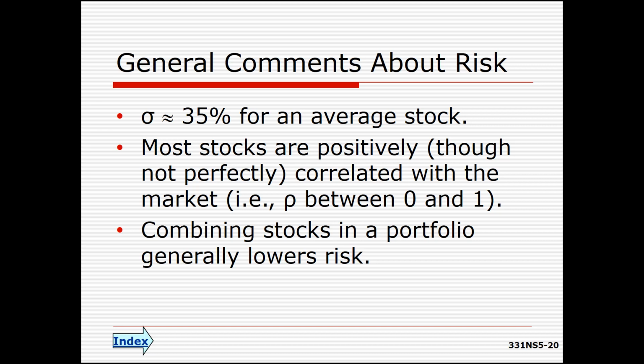Correlation is a binary metric, meaning in this case it measures how the returns on two assets move together or not. Perfect correlation, rho is equal to 1, means the returns move exactly together. The correlation between most stocks in our markets is about 35%. That means combining stocks in a portfolio generally reduces risk.